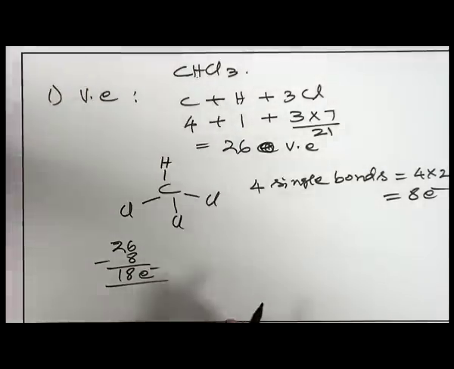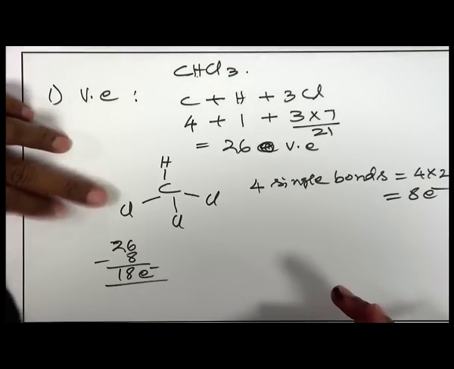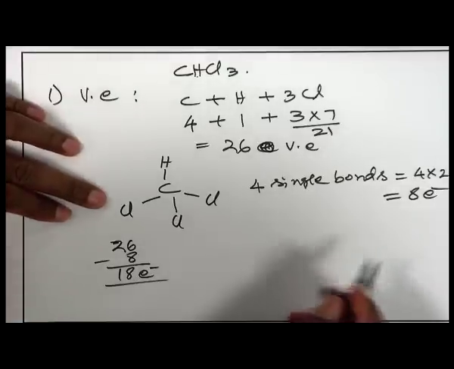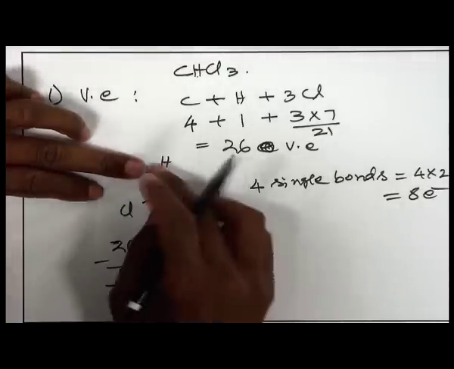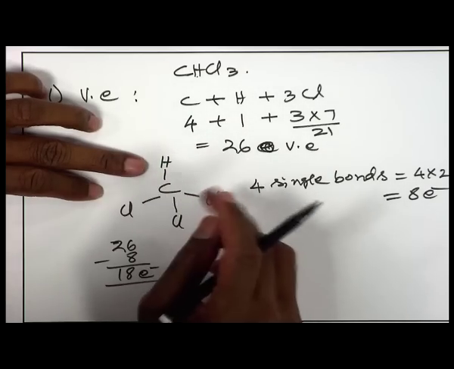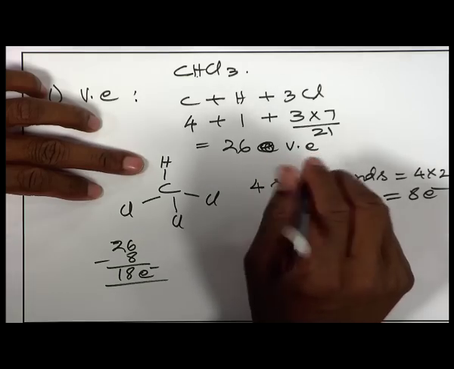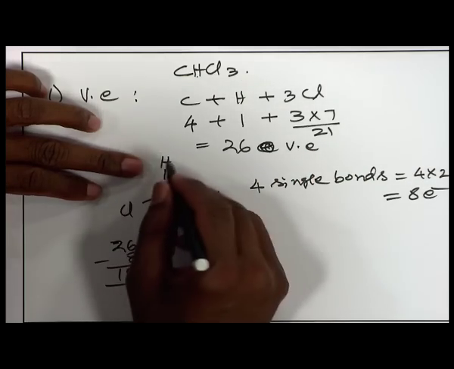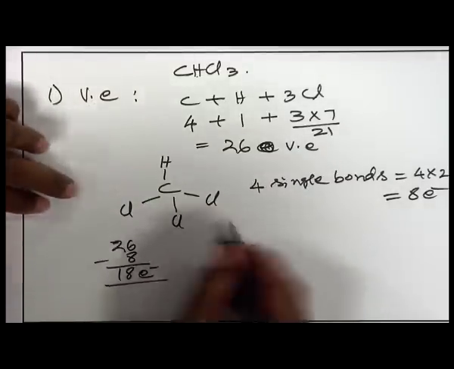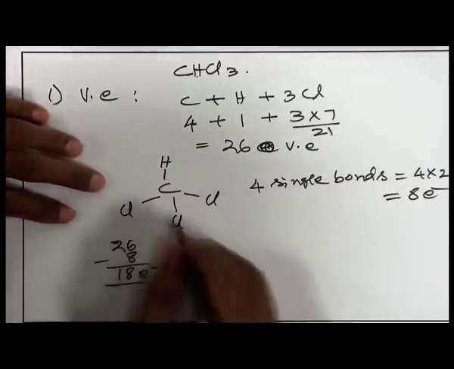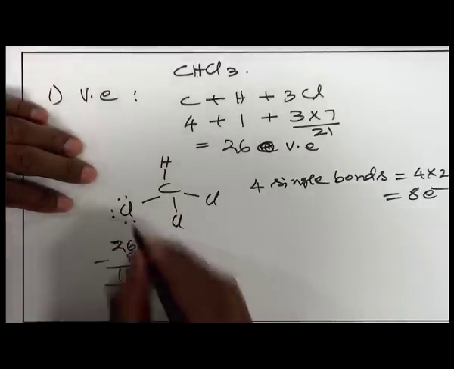There are now 18 electrons remaining, which can be distributed around the terminal atoms as pairs. Now there is a hydrogen atom, and a pair of electrons cannot be added to it. For hydrogen only a duet of electrons is required. So electrons should be added as pairs to the remaining atoms. So let us add here, here, here, here.